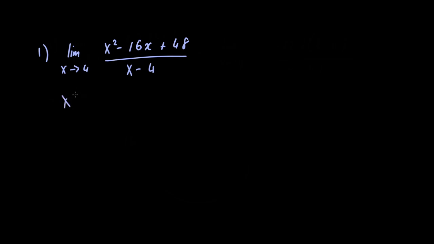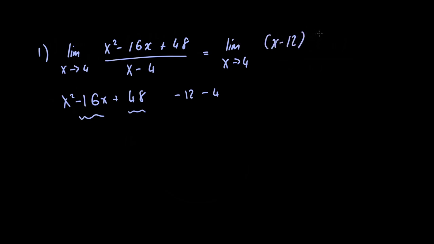So we have x squared minus 16x plus 48. Now we need two numbers which multiply together to give 48 and add together to give minus 16. So minus 12 and minus 4 are candidates. So let's factor the numerator as x minus 12 and x minus 4, all over x minus 4.